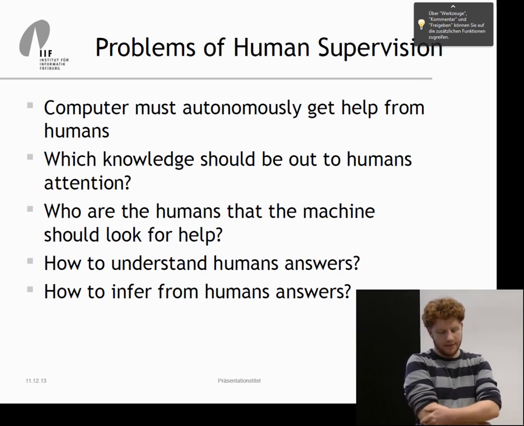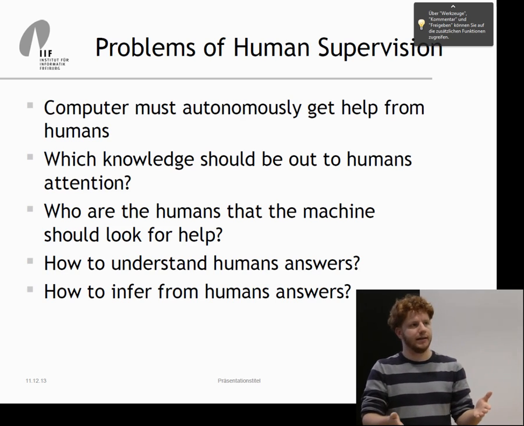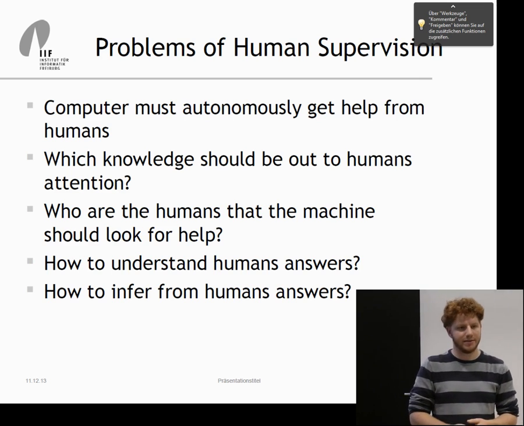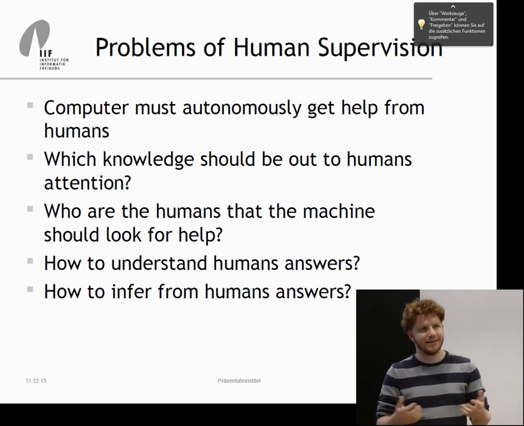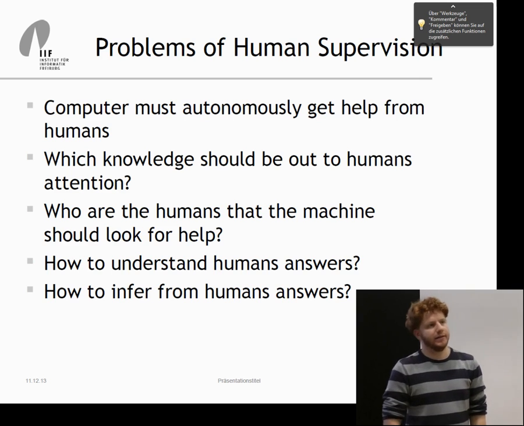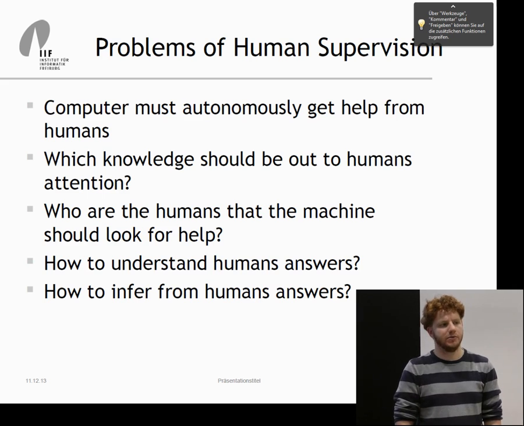And another question is how to understand humans' answers. If I ask a question in a community like Yahoo Answers, in Yahoo Answers it is normal to write a long answer in natural language, and the system has to understand this. Normally we can't understand a long answer to a short question, and so normally we ask just to answer with yes or no. And then there's the question how to infer from humans' answers. If there is a huge answer from a human in Yahoo Answers, how do we deal with the facts that come in this answer?